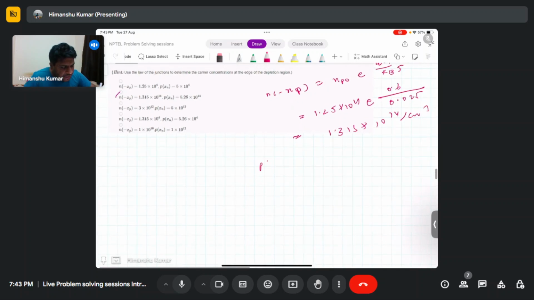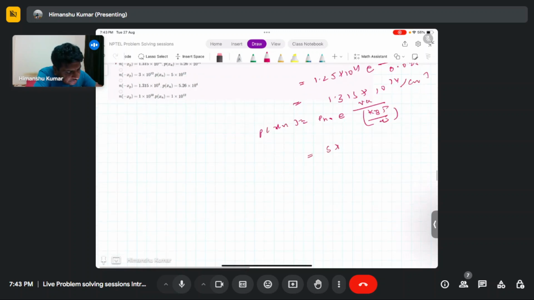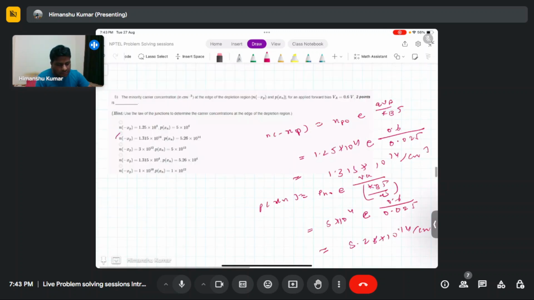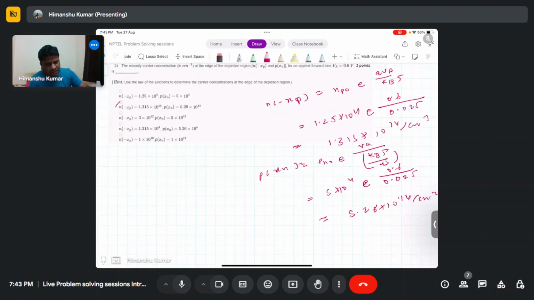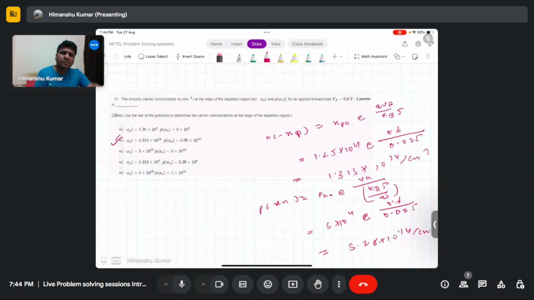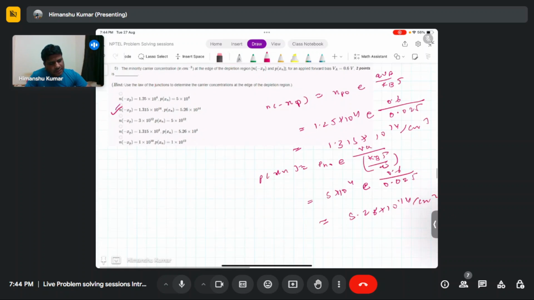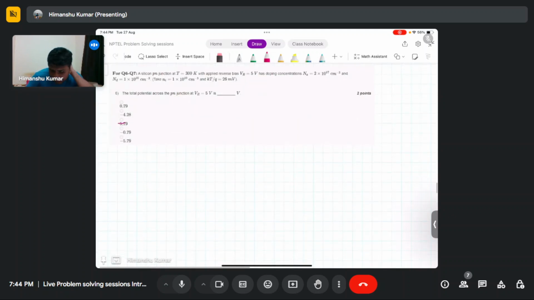Similarly, you can calculate p in Xn at the n side of the depletion region. So you can write pn naught exponential of qVa by kBT, that is 5 into 10 power 4 exponential of 0.6 divided by 0.025, and then you will get around 5.26 into 10 power 14 per centimeter cube if you solve correctly. The answer which is matching is option B. So this was also a bit straightforward formula substitution problem.